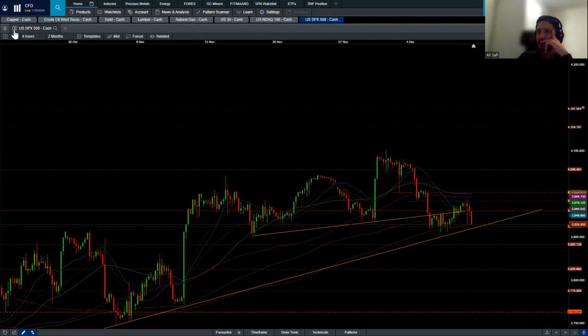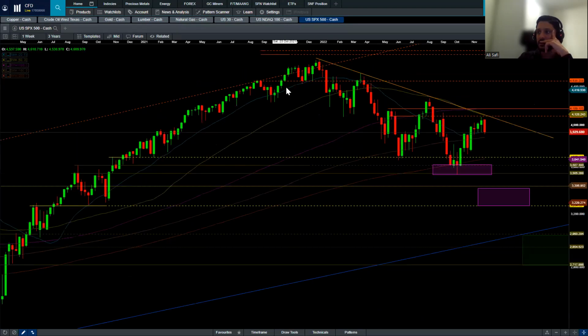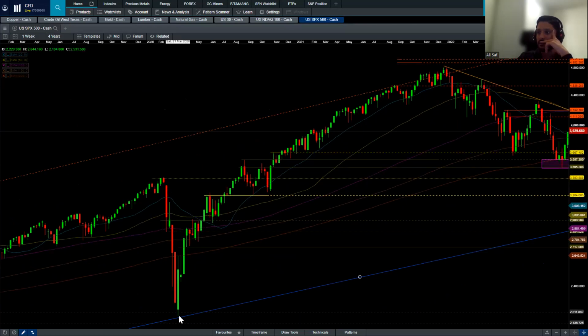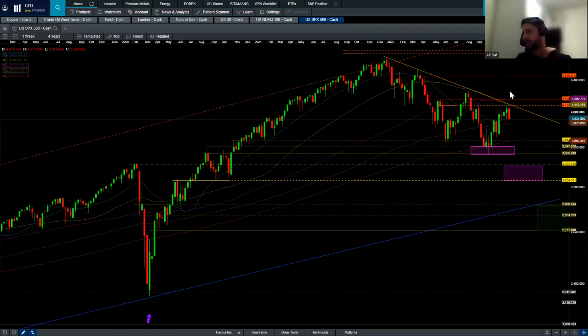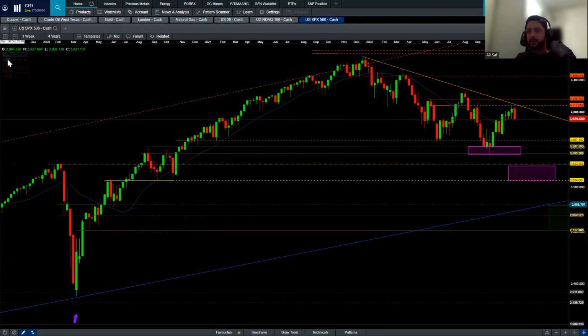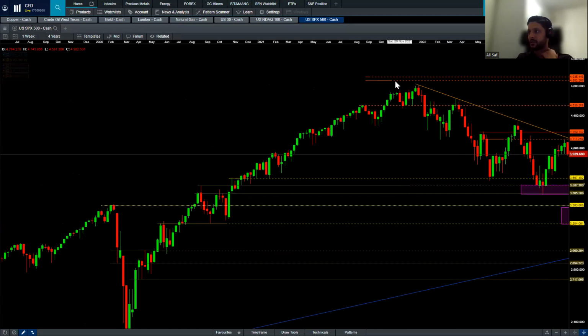Here is the S&P, going to the weekly chart. So this is the COVID crash bottom, and this is the top of the market in 2021, December 2021, right? And after that, we are in a bear market, obviously. But look at this. So let's move this one out.